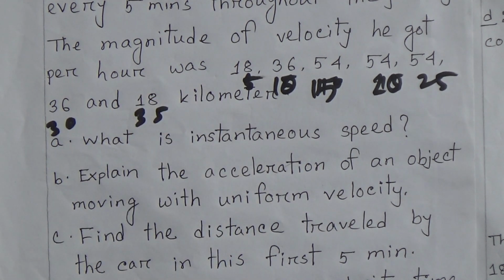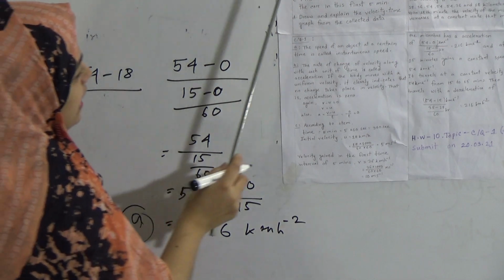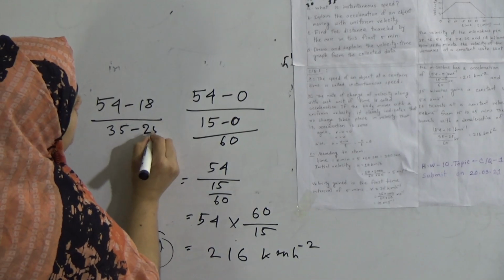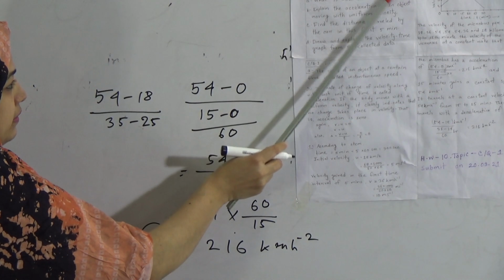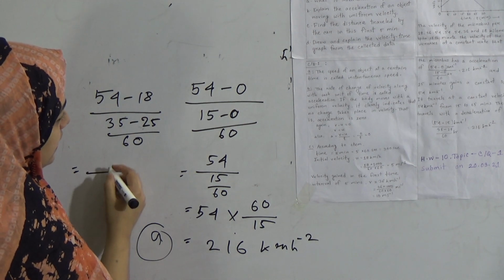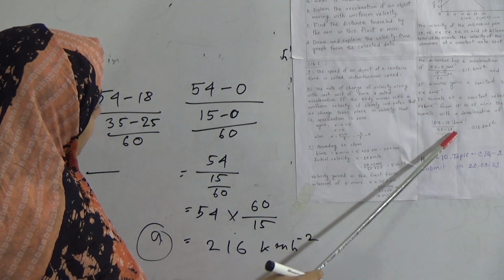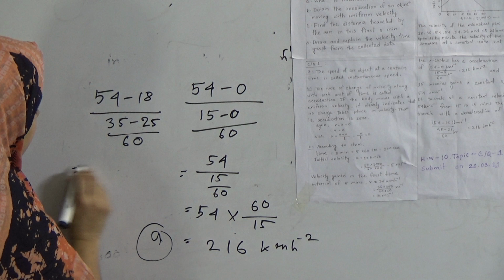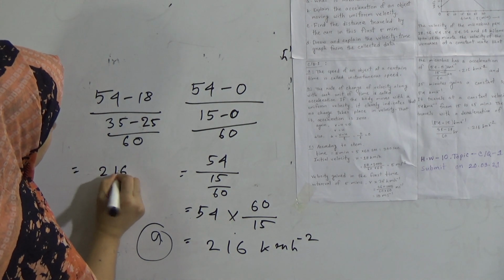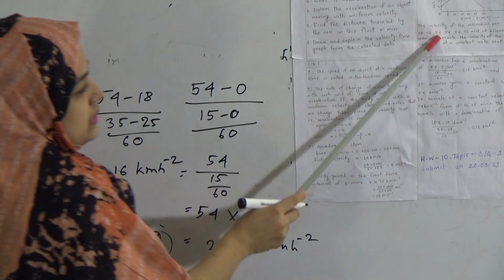So my dear students, here also, 54 minus 18, divided by the time, which is 35 minus 25 minutes. This is in minutes, so we have to convert into hour. So 54 minus 18, divided by (35 minus 25) divided by 60, that means by this calculation it will become 216 kilometer per hour square. My dear students, this is the answer.